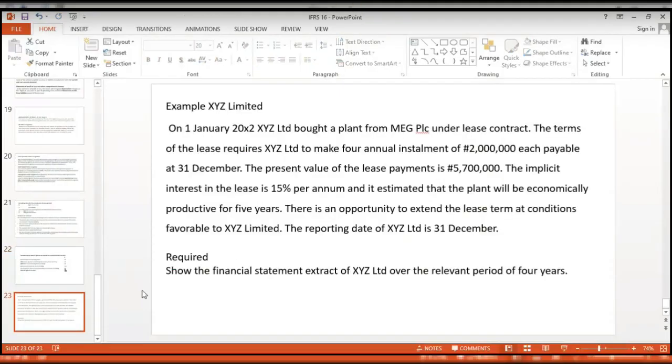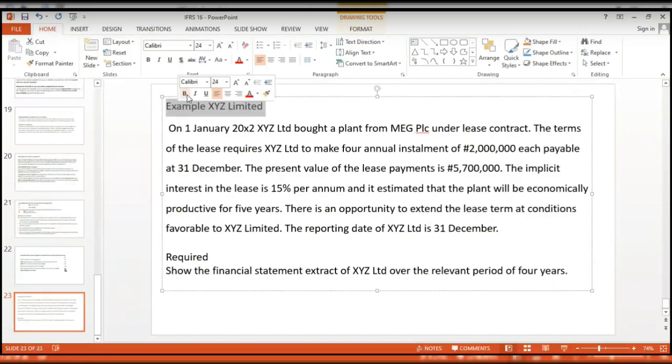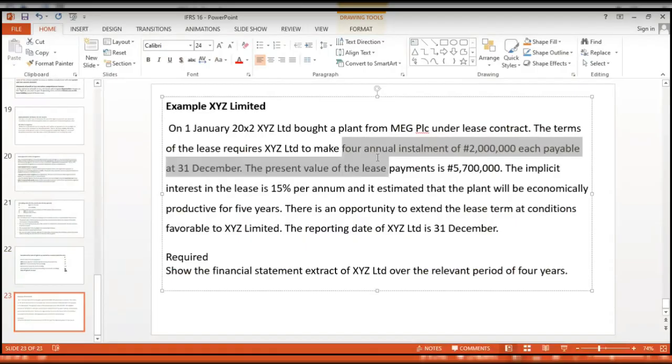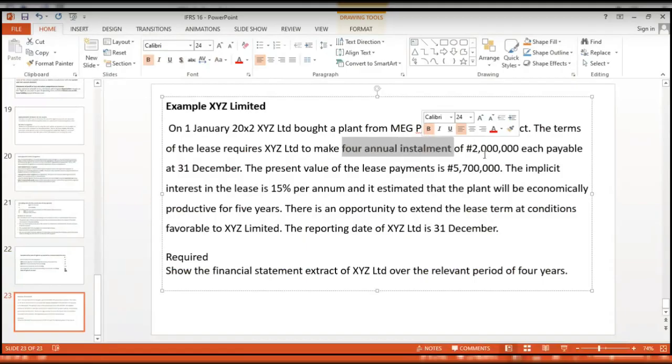So let's quickly take this example, which is the last thing we are doing this morning. This example is on XYZ Limited. On 1st January 20X2, XYZ Limited bought a plant from Merck PLC under a lease contract. The terms of the lease require XYZ Limited to make 4 annual installments of 2 million naira each, payable on 31st December. Don't forget that the lease term is that he will have to pay that money for 4 years, annual installments of this amount each year.